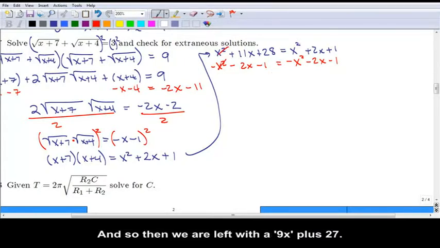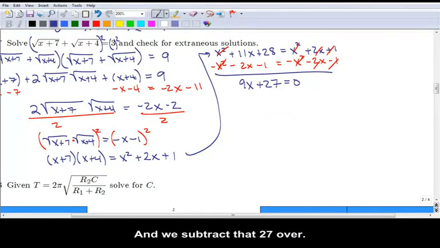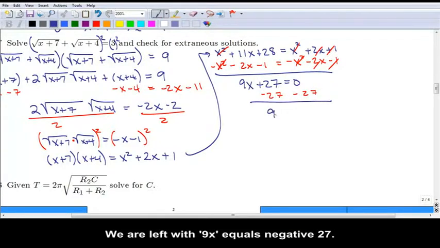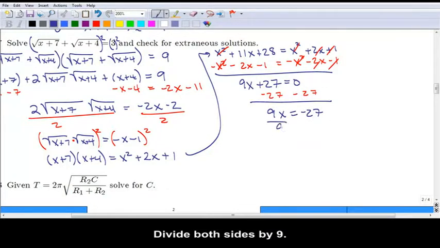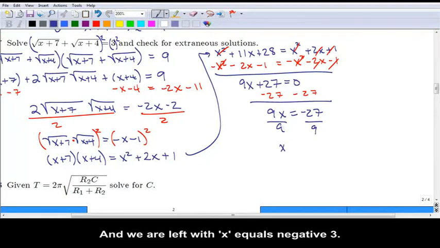And so then we are left with 9x plus 27. And if we subtract that 27 over, we're left with 9x equals negative 27. Divide both sides by 9, and we are left with x equals negative 3.